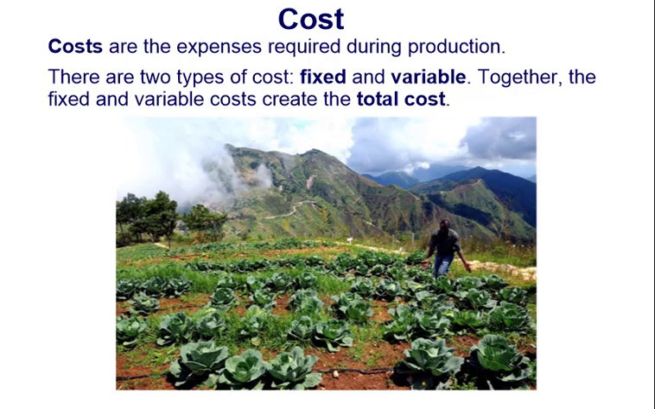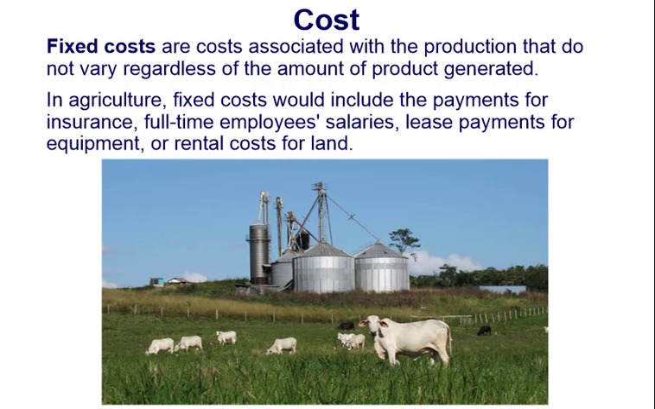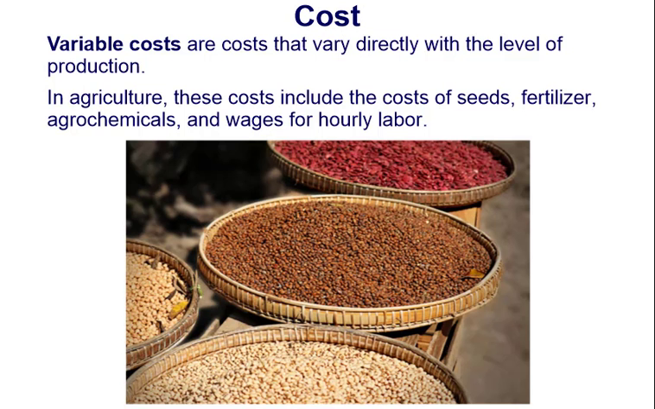Cost. Costs are the expenses required during production. There are two types of cost, fixed and variable. Together, the fixed and variable costs create the total cost. Fixed costs are costs associated with the production that do not vary regardless of the amount of product generated. In agriculture, fixed costs would include the payments for insurance, full-time employees' salaries, lease payments for equipment, or rental costs for land. Variable costs are costs that vary directly with the level of production. In agriculture, these costs include the cost of seeds, fertilizer, agrochemicals, and wages for hourly labor.